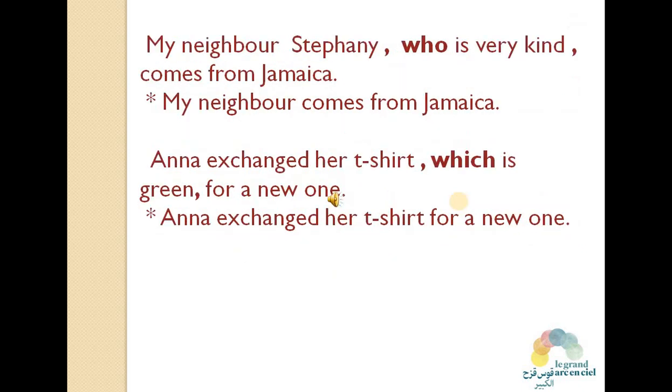My neighbor Stephanie, who is very kind, comes from Jamaica. So, who is very kind is the relative clause that we can omit. It's written between two commas. We can say, my neighbor comes from Jamaica.